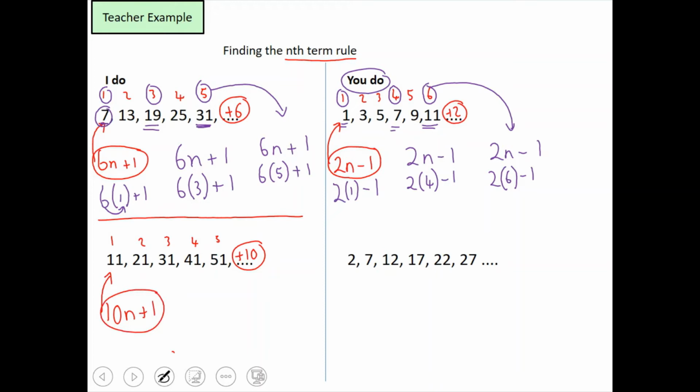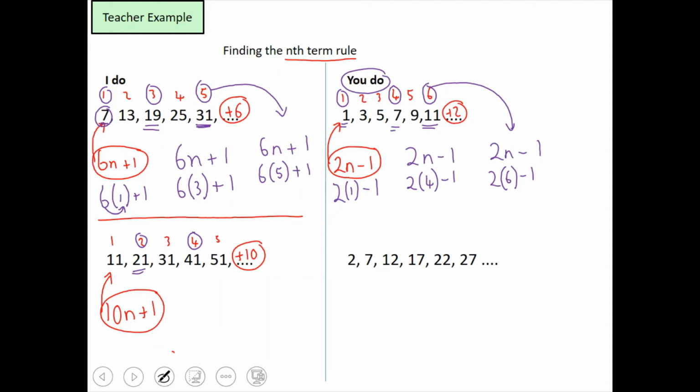This time, let's start off with 2 up there. If I replace the n with 2, 10 times 2 is 20, and 20 plus the 1 is 21. It works out for that one. Let's try with the fourth term up there. Again, we're using the rule 10n plus 1. 10 times 4 is 40, plus 1 is 41.